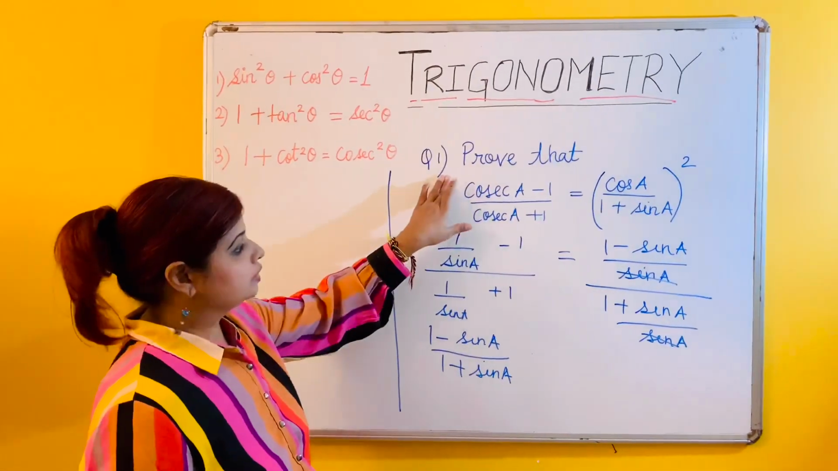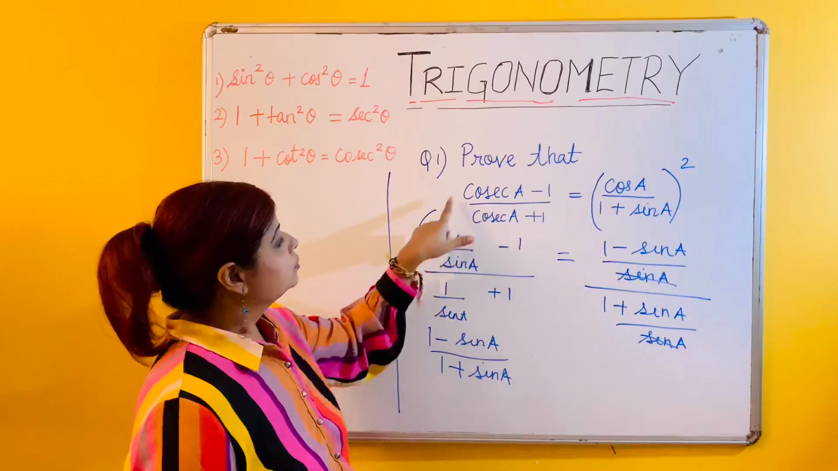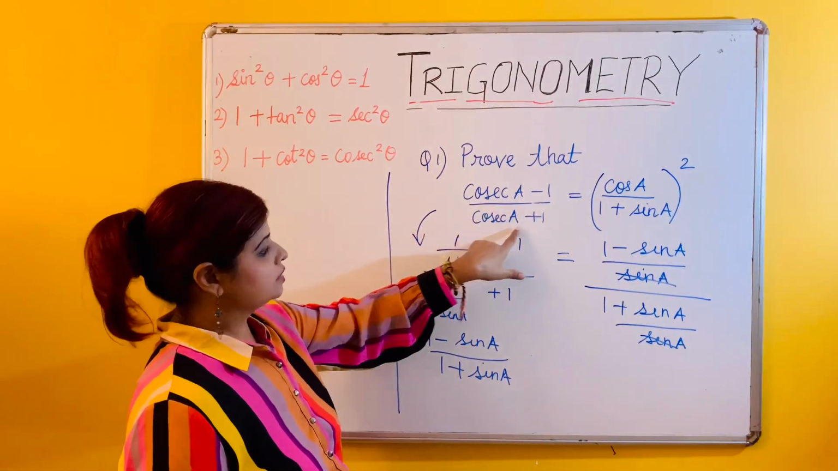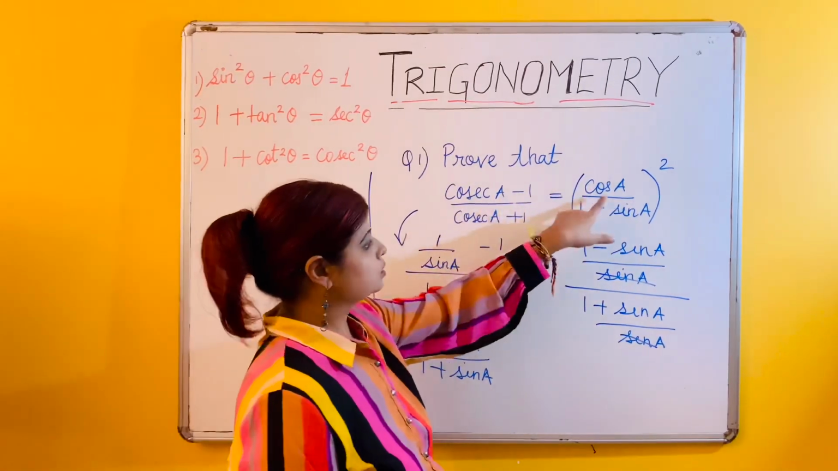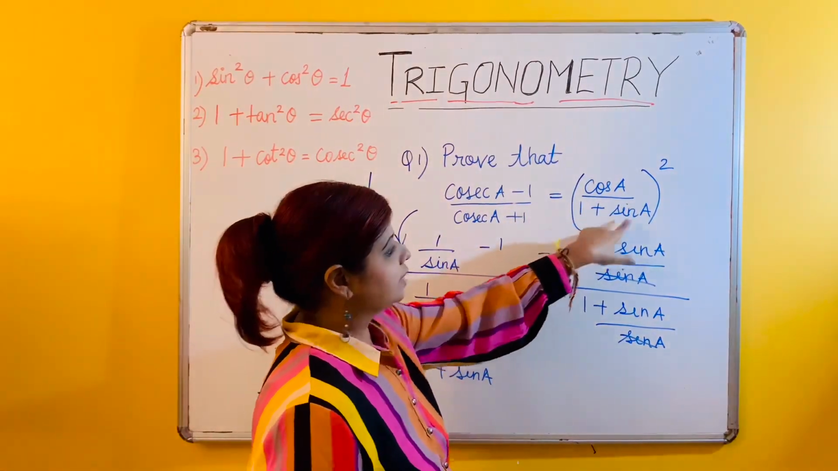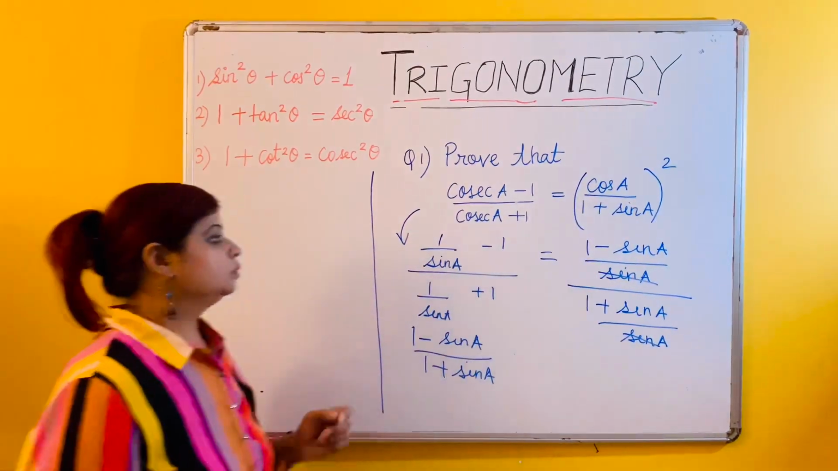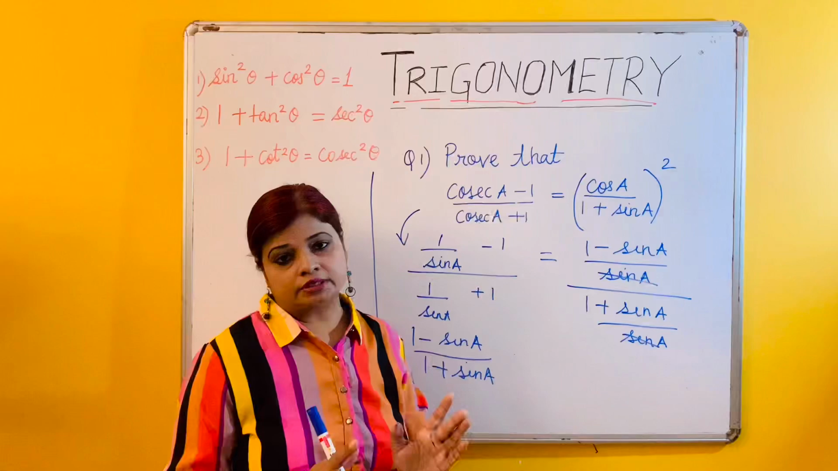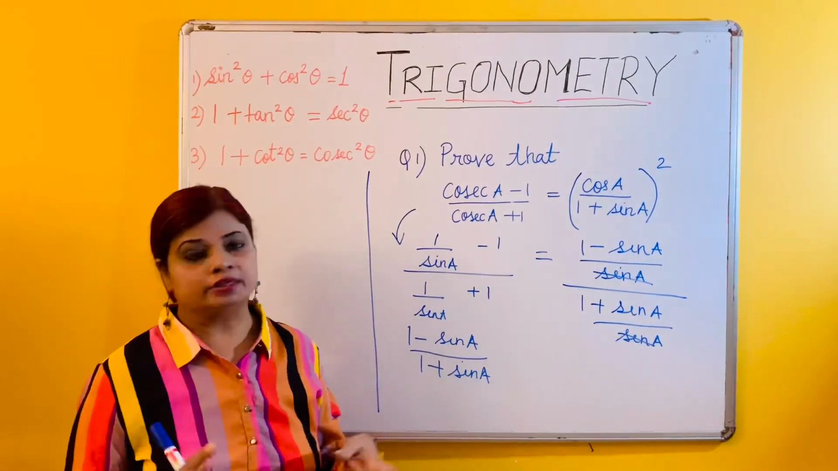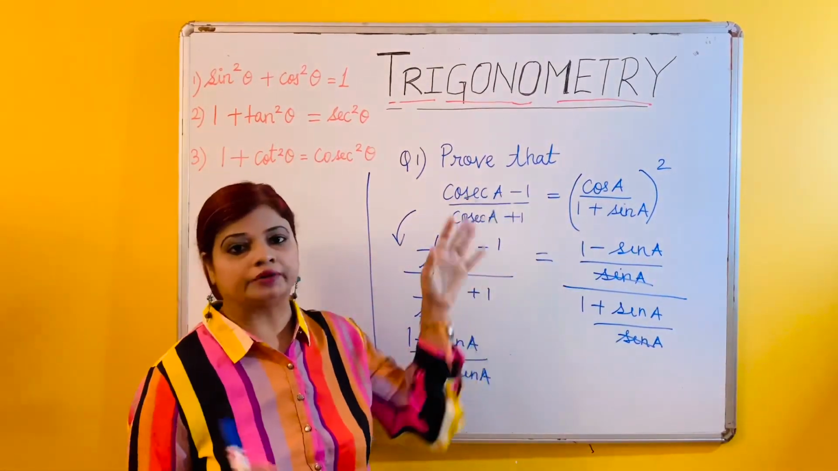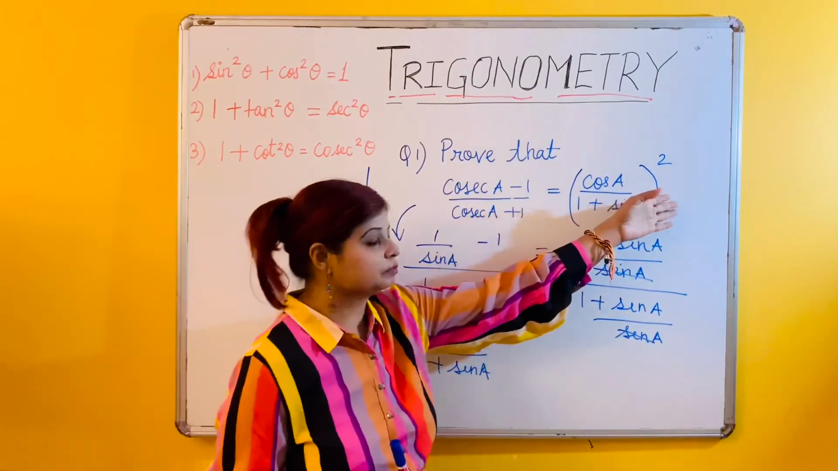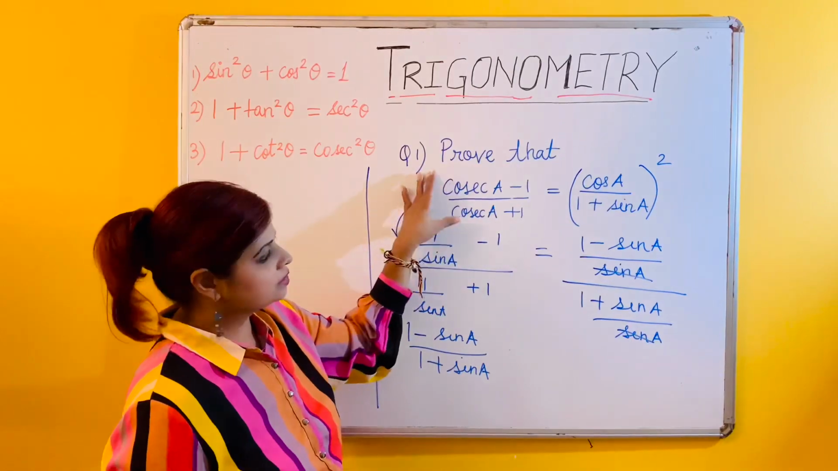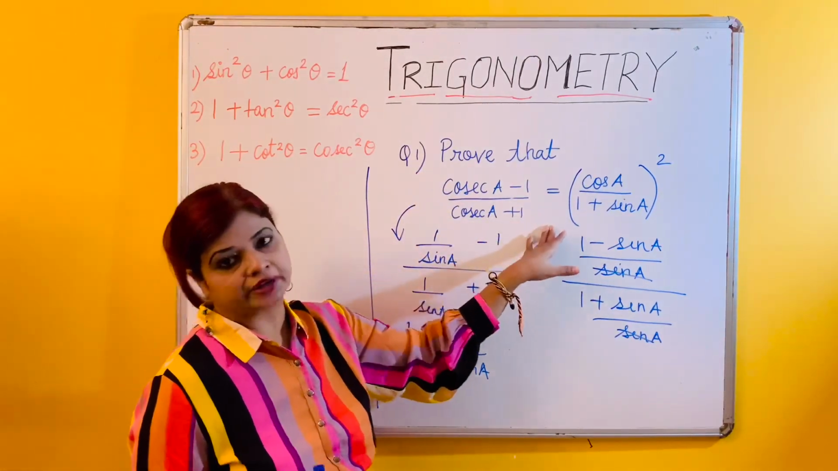So we'll start with another question. The question is, prove that cosec A minus 1 divided by cosec A plus 1 is equal to cos A divided by 1 plus sin A whole square. How are you going to start? In this kind of question, you already know the answer. So whatever you feel comfortable, either you can take from this side and come to this side, or you can take from this side and come to this. Anything is fine.